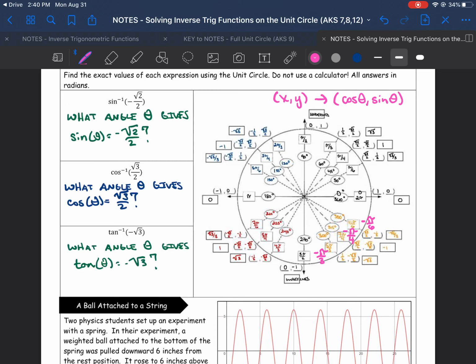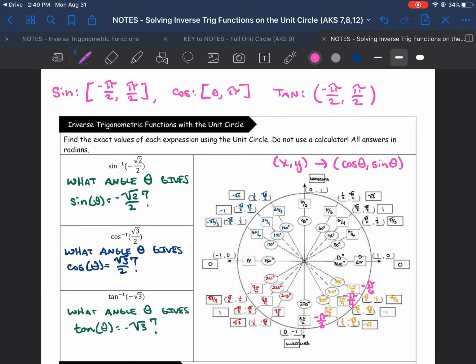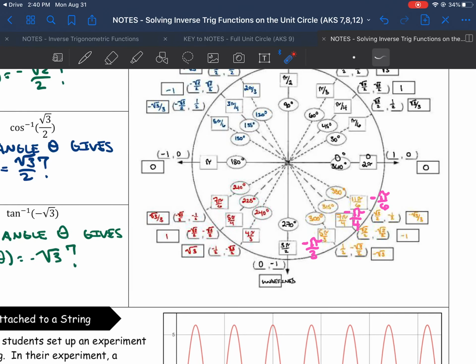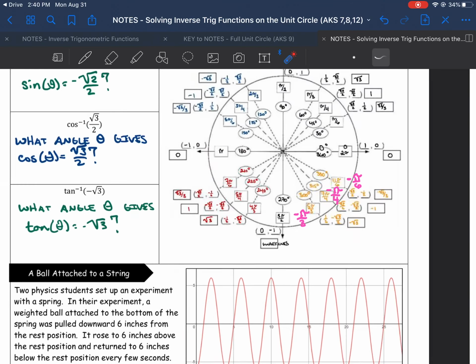So the first problem says, find the inverse sine of negative square root of 2 over 2. What that's really asking us is, what angle theta could I take the sine of and get negative square root of 2 over 2? So again, sine is restricted to negative pi over 2 to pi over 2. So we're looking right here, quadrants 1 and 4. And we're looking for a sine value of negative square root of 2 over 2. Well, I see one right here, and that is at negative pi over 4 radians.